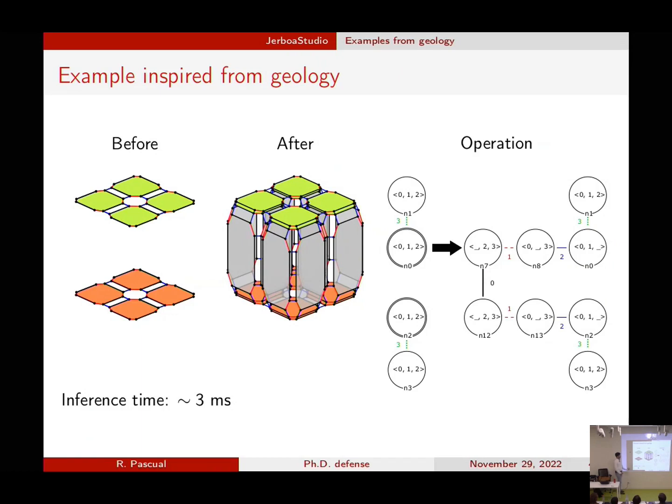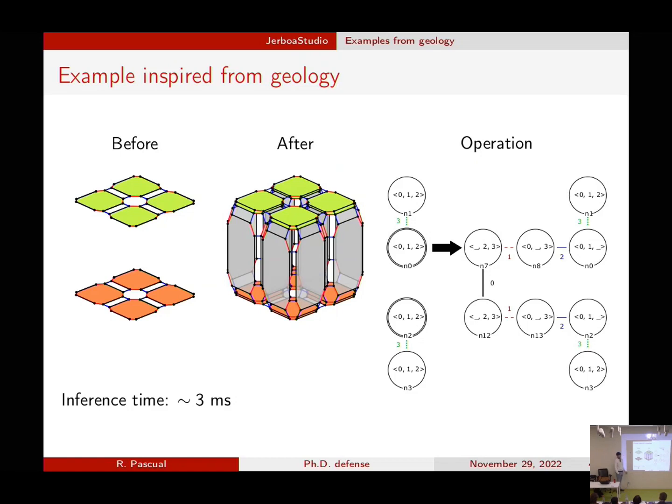Another example, which is taken from geology, is that we have two initial surfaces in between which we want to fill the void by adding cuboids. These two surfaces should be isomorphic such that we can map each face in the top to a face in the bottom. I use my algorithm, and I obtain this rule. And because there's no geometry at this point, because I did not add any position, it's actually really fast, 3 milliseconds. It's simply traversing the graph.